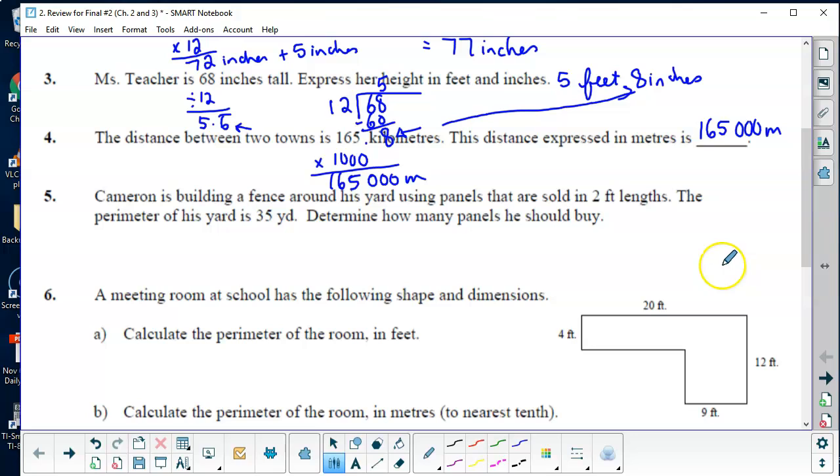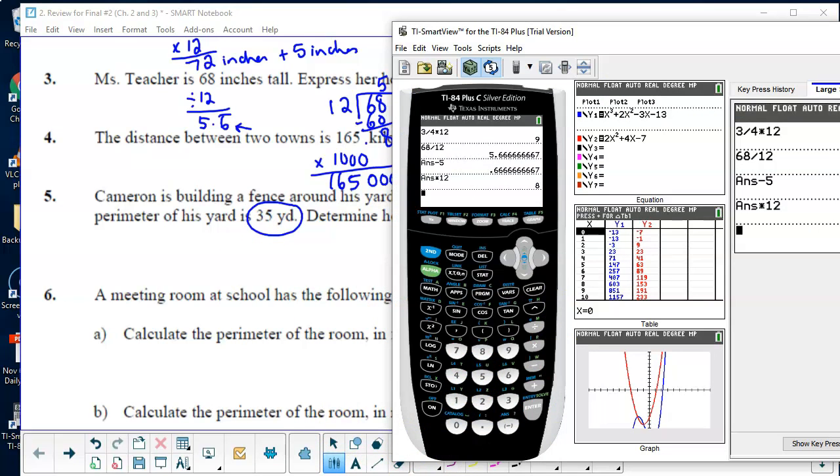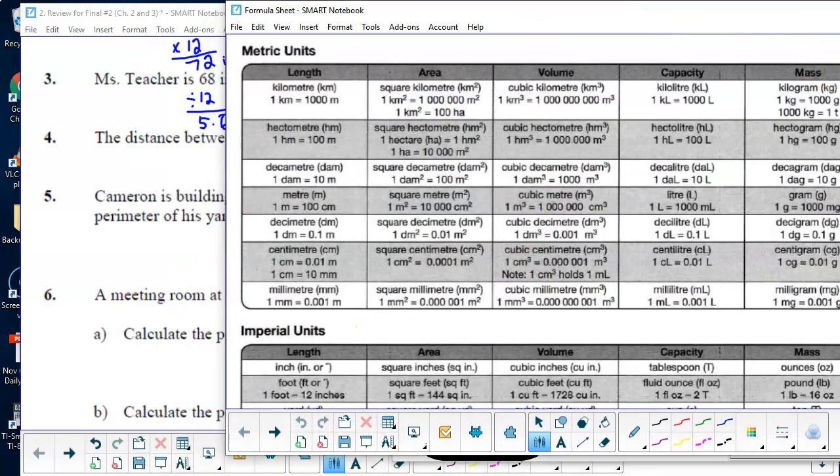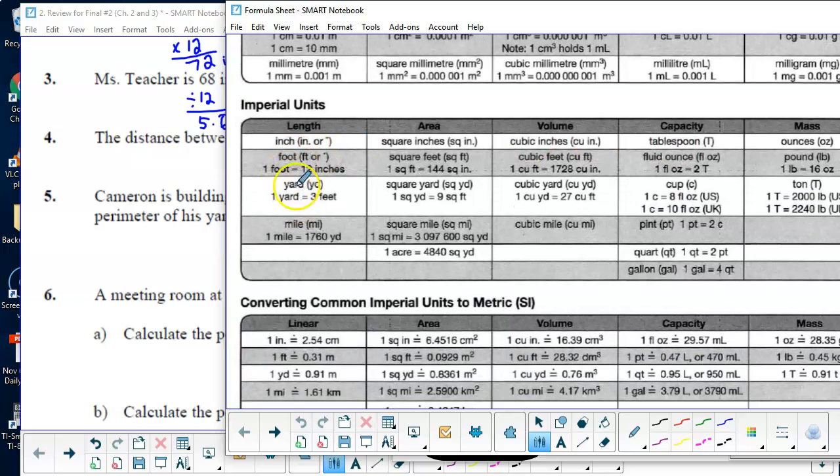Cameron is building a fence around his yard using panels that are sold in 2-foot lengths. The perimeter of his yard is 35 yards. Determine how many panels he should buy. So this is in feet, and this is in yards. So we need to convert preferably the bigger one, the yards, into feet, and then you just divide by 2. So imperial, we want to look at our conversion if you can't remember. So here, imperial, there are 3 feet in a yard.